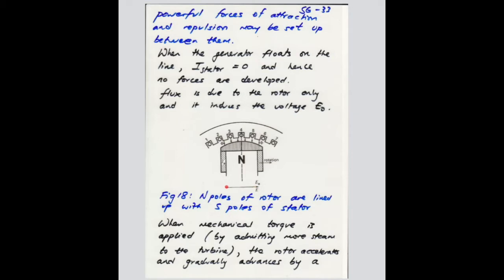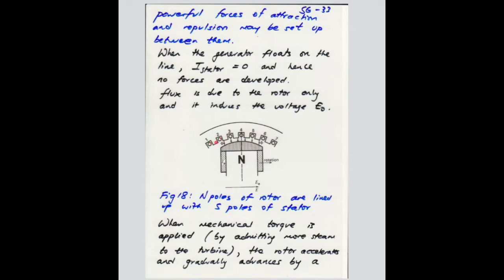So when the generator floats on the line, there is no angle difference between the two phasors, E0 and E, and hence your stator current is zero, right? And hence there are no forces developed between the rotor and the stator. So that's your rotor and that's your stator.